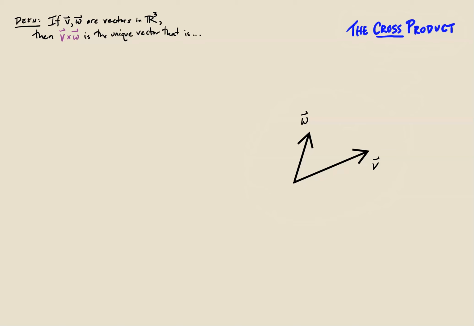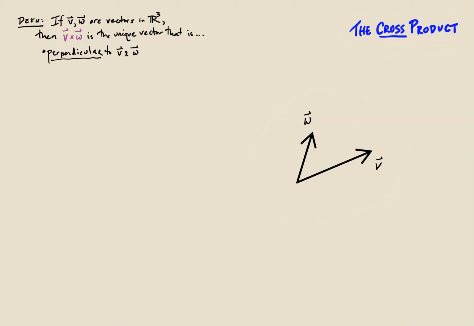If V and W are two vectors in R3, that is three-dimensional space, then V cross W is the unique vector that satisfies a couple of conditions, three conditions actually, and I'll spell these out one at a time. The first condition is that V cross W is perpendicular to the two vectors V and W. So for example, in this case, given these two vectors V and W in space, V cross W definitely lies along this line that is perpendicular to both vectors.